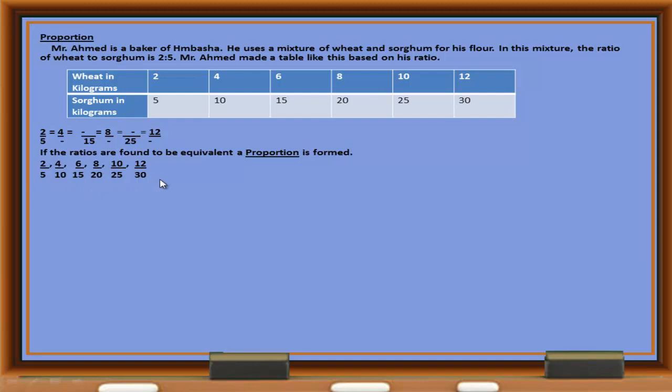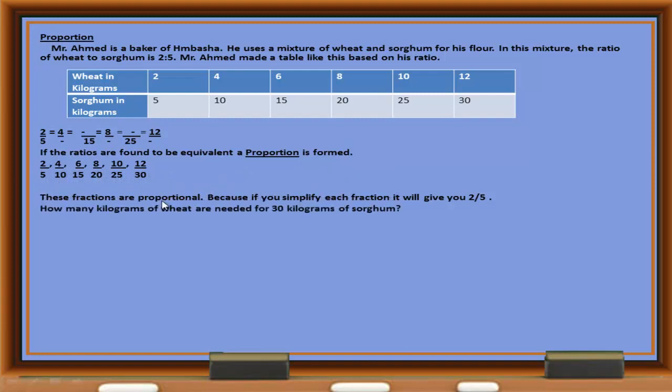Therefore, these fractions are proportional, because if you simplify each fraction, it will give you 2/5. How many kilograms of wheat are needed for 30 kilograms of sorghum?